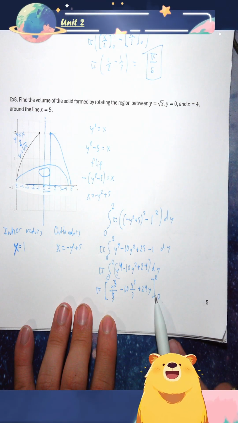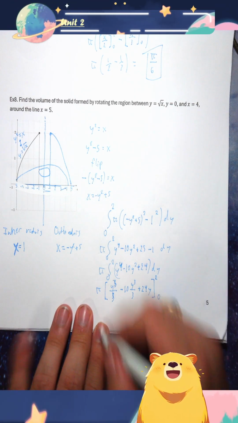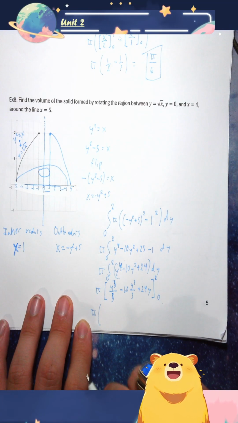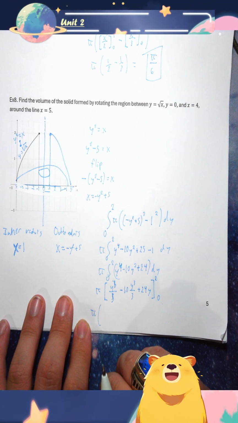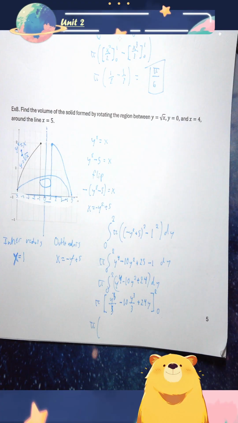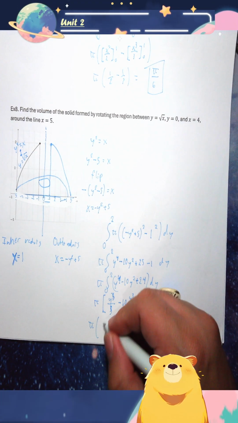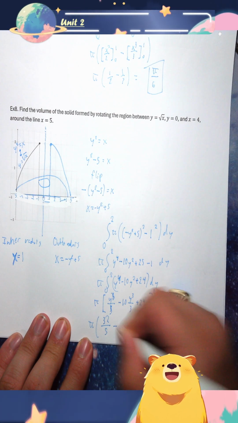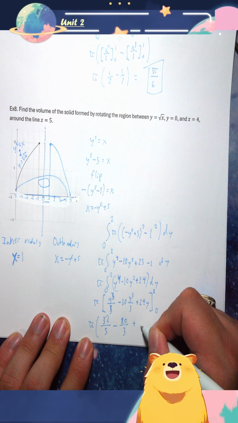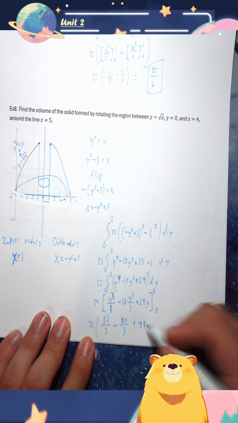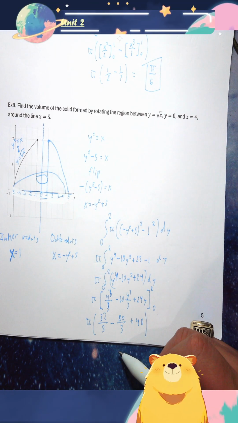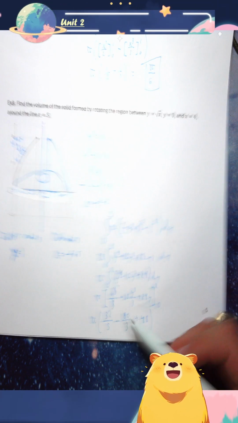Spoiler, if all this has a 0, then it's going to be 0, so we really just need to plug in 2. Pi of 2 to the power of 5, which I believe is 32. Let me double check that. 32 over 5 minus, that's going to be 8, so 80 over 3, and plus 48. Okay. Let me see. Can I simplify any of these? That's not divisible by 5, so no.